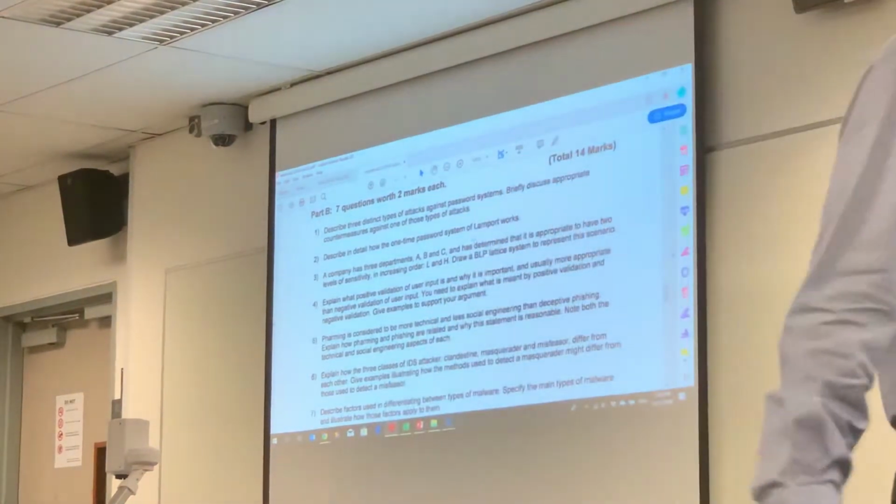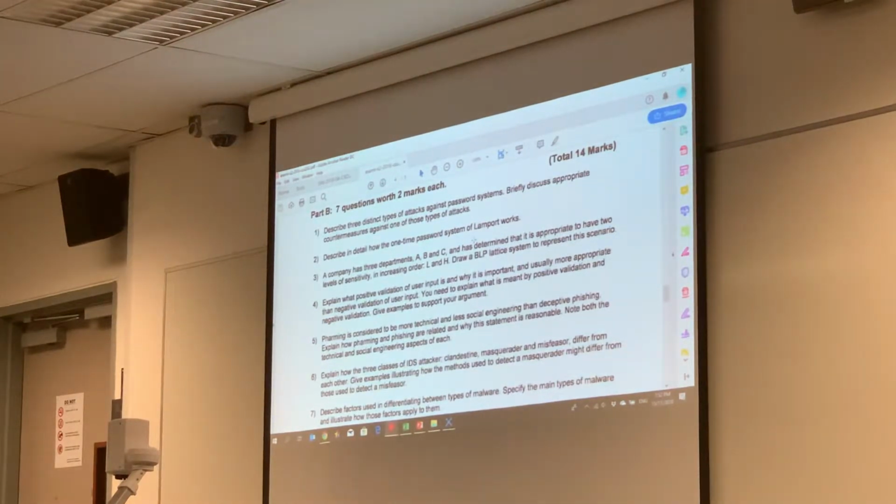A company has three departments, A, B, and C, and has determined that it is appropriate to have two levels of sensitivity, in increasing order, L and H. Draw a lattice to represent this scenario. You don't get that? Which one has an example? Assignment 1 asked you, from the access control matrix, to draw the lattice. If they don't even give you anything, it's very hard. They ask you about clearance and objects, so you have to form your own lattice and dominance.